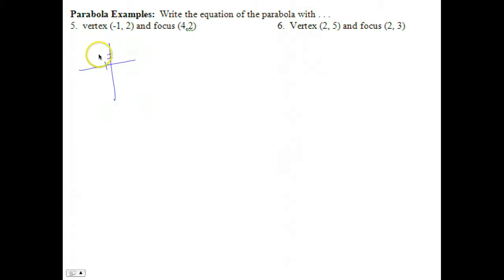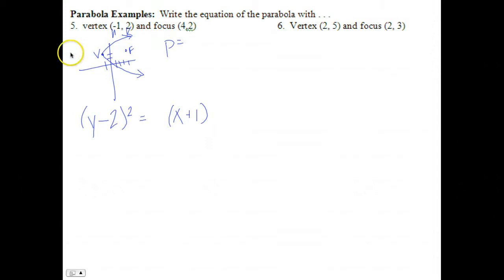So we have negative 1, 2 as our vertex, and then the focus is 4, 2. Now keep in mind the arms of the parabola need to hug the focus, so this parabola will be opening to the right. And since it's opening to the right, that means our y value will be squared. So we have h, k. That form will have y minus k, so y minus 2 squared equals 4p times x plus 1. Now keep in mind that p value is positive since it opens right. If this were to open up or right, that p value would be positive.